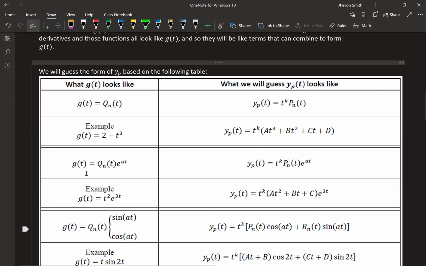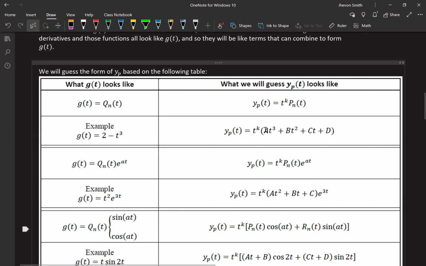So here's a specific example. Suppose the right side looked like 2 minus t cubed. That is a specific third degree polynomial. My guess for yp would be a general third degree polynomial, which is at cubed plus bt squared plus ct plus d. I have to account for all powers. It is a general third degree polynomial. However, if any one of these show up in my homogeneous solution, like maybe a t squared was in my homogeneous solution, I have to multiply by a power of t that is going to make that t squared not be a t squared anymore. I want no t squares to be present. And that's it, that would be the guess.